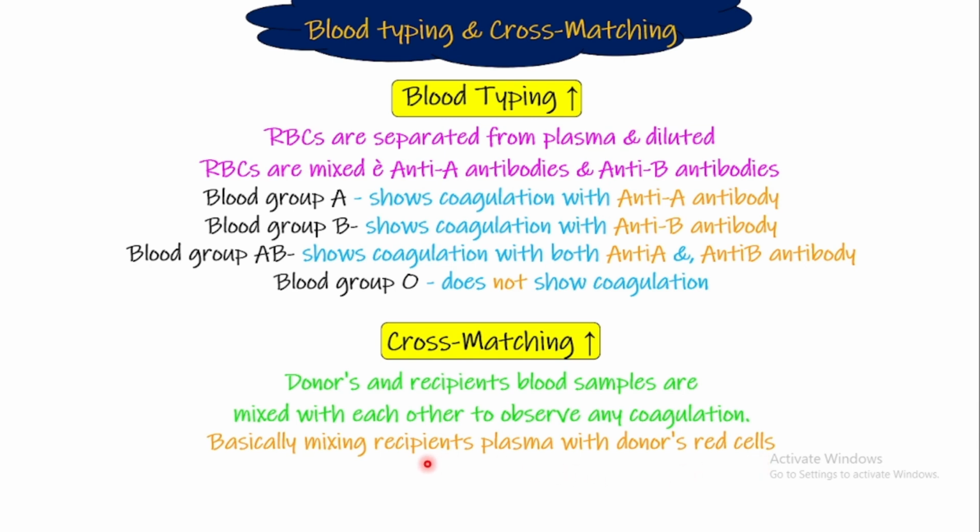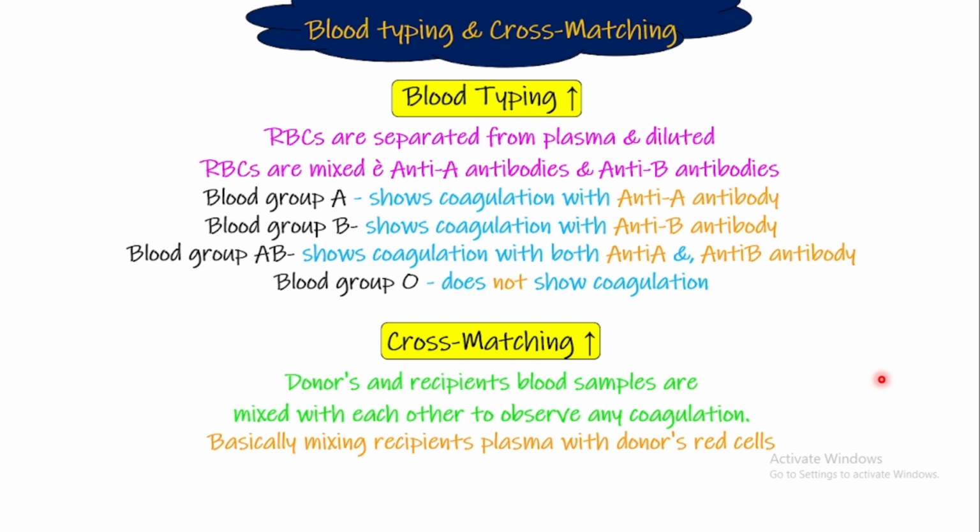If this mixing of donor red cells and the recipient's plasma does not lead to any coagulation, then you are good to go. The blood group is matching, the blood typing is matching, and cross-matching is also giving a good result. There's no coagulation. Then that specific blood can be transfused to the other person. Okay? So this is blood grouping and cross-matching. The whole concept of this chapter of blood grouping and cross-matching is that, clinically speaking, we just want to know which blood can be transfused to the other person.